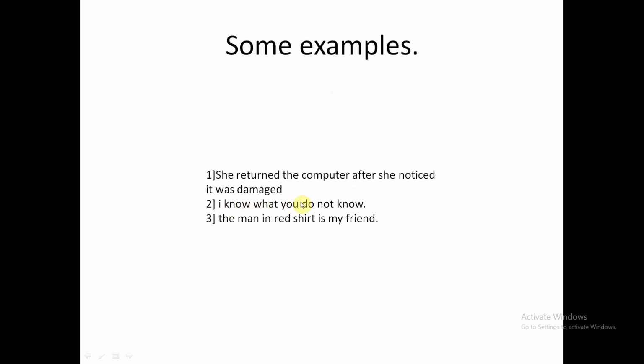I know what you don't know. In this sentence, which is the main clause? I know is the main clause. What you don't know is a supportive or subordinating clause, right? The man in red shirt is my friend. Which is the main clause here? "Is my friend" is the main clause. "The man in red shirt" is the supportive clause.